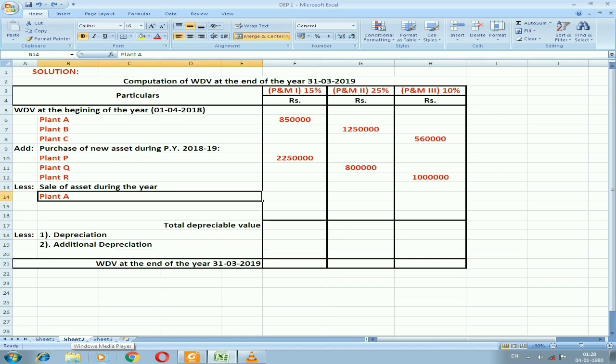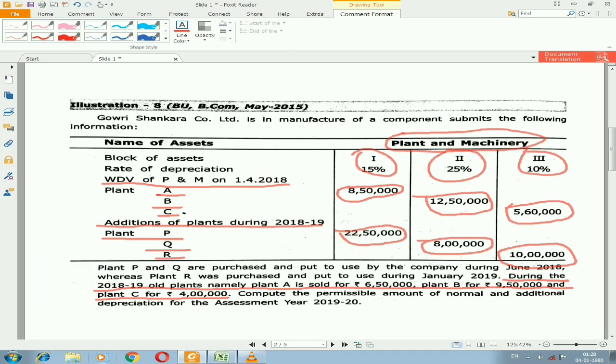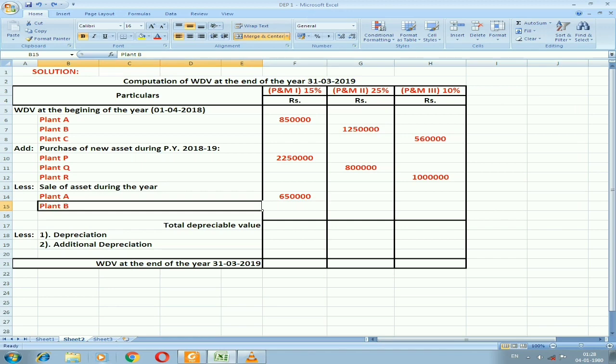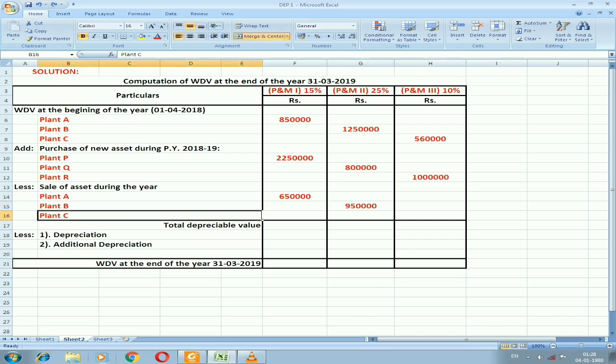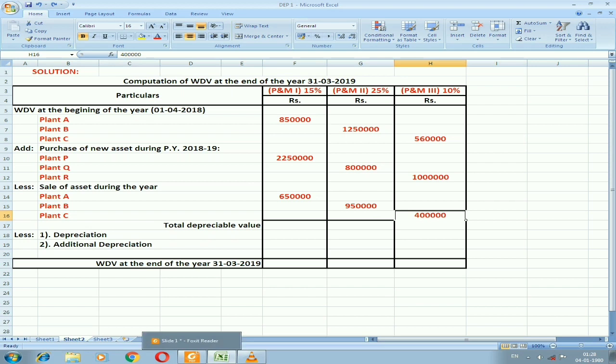That sale we are supposed to record: plant A 6,50,000. Next, plant B, which is sold for rupees 9,50,000, that we are supposed to enter in the second plant and machinery or second block of assets. And plant C, which is sold for rupees 4 lakh, that we are supposed to record in block 3, that is plant and machinery block 3. So next we are supposed to do the total of all the three columns.